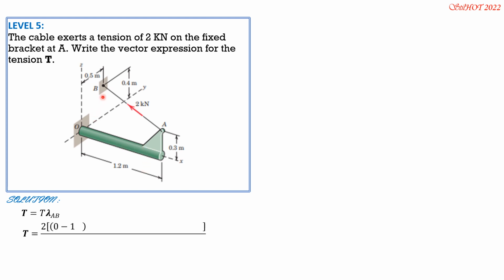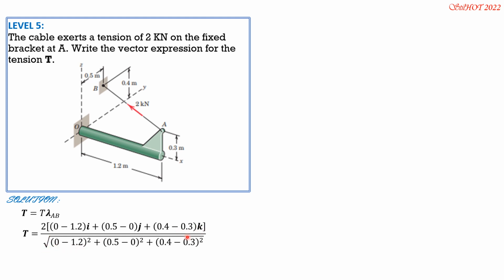So it is equal to 2, 0 for the x component of B, then minus 1.2i. Then along y, that's 0.5, because A is on the XZ plane, so 0. Then B is 0.4 above the xy plane, while A is only 0.3 above the xy plane, so 0.4 minus 0.3 k.